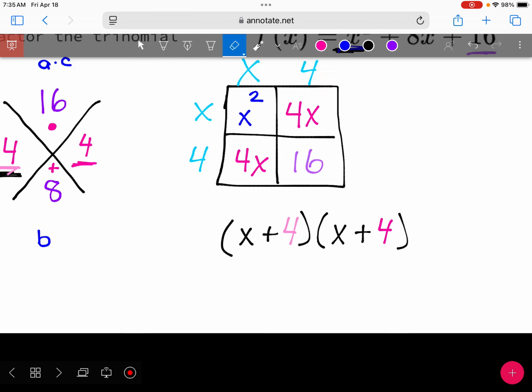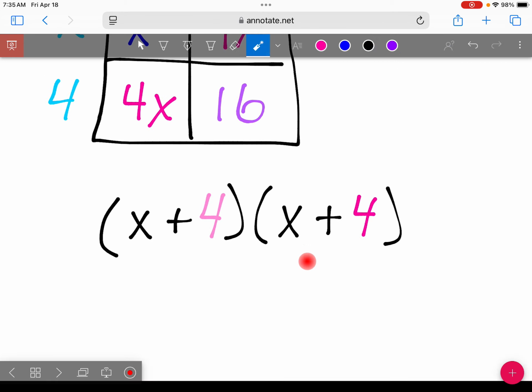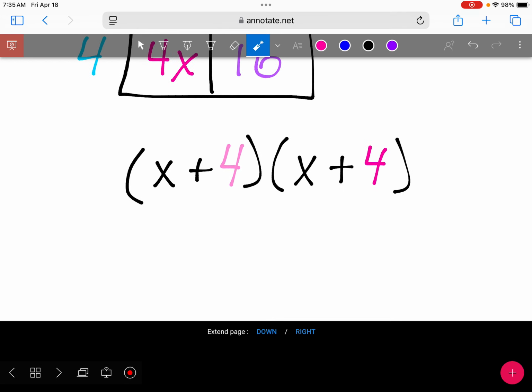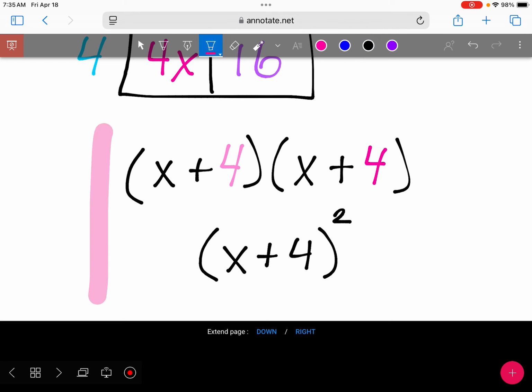There is one other thing I want us to see on this guy down here. What is another way we could write this? Because I have x plus 4 times x plus 4. X plus 4 squared. So these two pieces here mean the exact same thing.